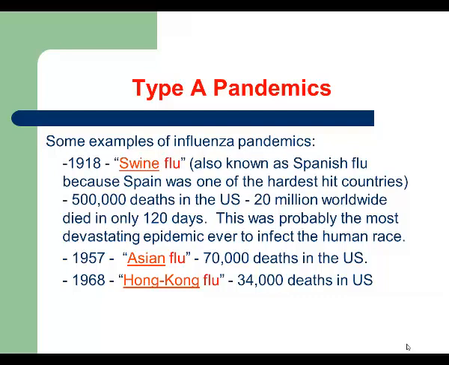A few examples of pandemics are on this slide. For example, swine flu in 1918, also known as Spanish flu, caused 500,000 deaths in the United States and 20 million worldwide. And actually, that number of people were killed within basically 3 or 4 months. Asian flu in 1957 caused 70,000 deaths in the United States. Hong Kong flu in 1968, 34,000 deaths in the United States.